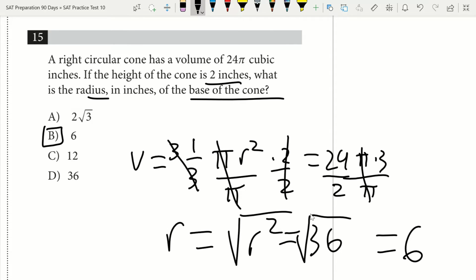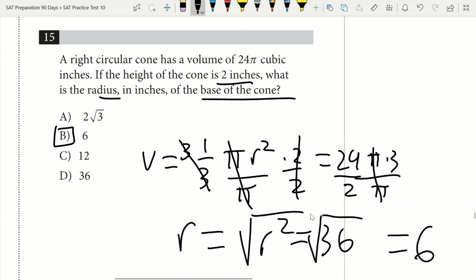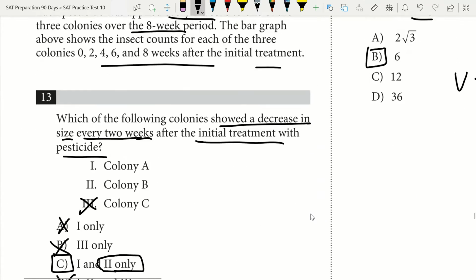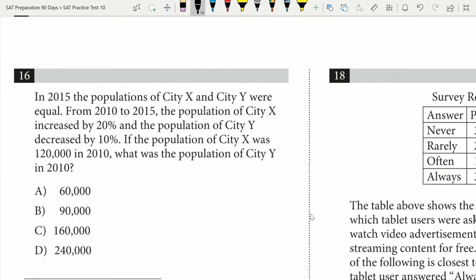So once again, that one is not too difficult. Big thing here is understanding that if you memorize those equations from the reference sheet, it's going to save you a lot of time on the SAT math section. All right, moving on, we got question 16.